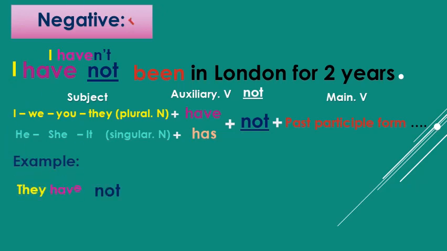Here we have an example. They have not read many books. Another example: he has not read many books. So in the negative case we add not between the auxiliary verb and the main verb.